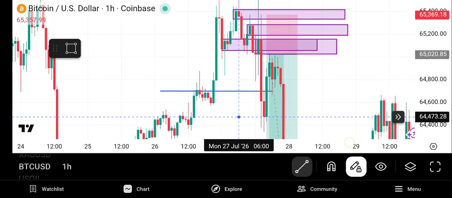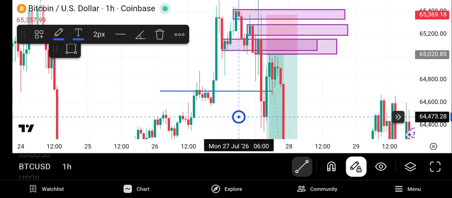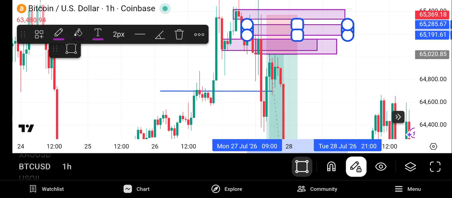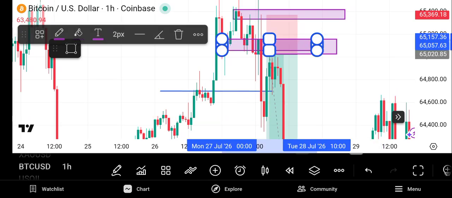Then the final rule says that I should pick the point of interest that's closest to the inducement. So the one that's closest to our inducement is this one here, the first one here. So we delete the other ones and we make use of this point of interest here.